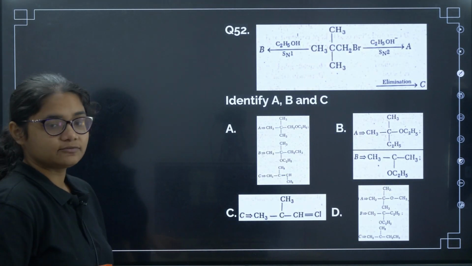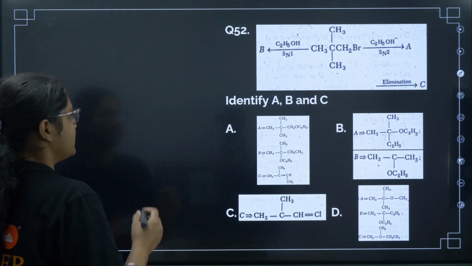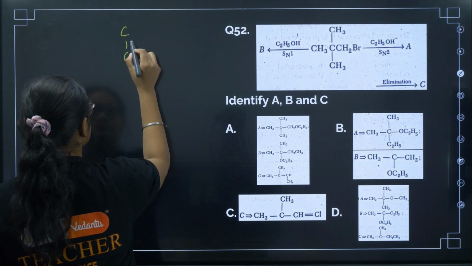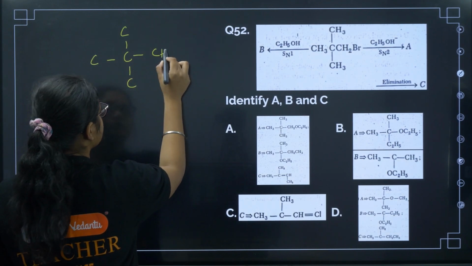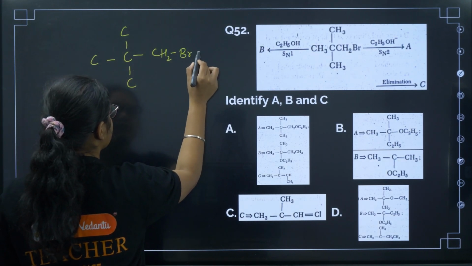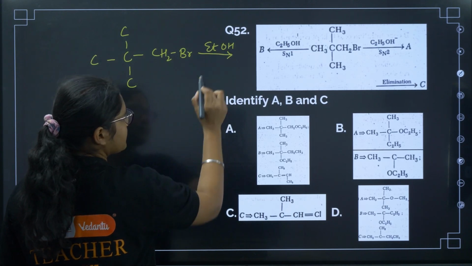Okay, next question is from your organic chemistry. You have to identify A, B and C. So we have been given with this one, CH2Br, and this one reacts with EtOH, I am writing, okay.